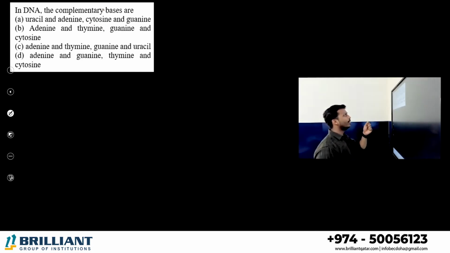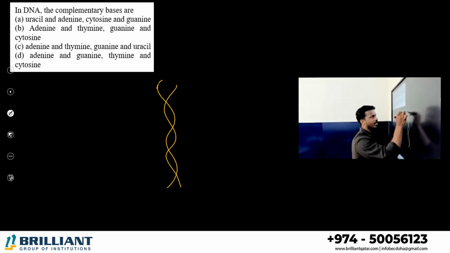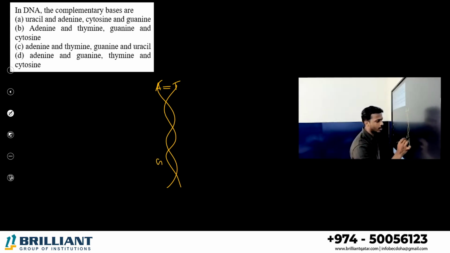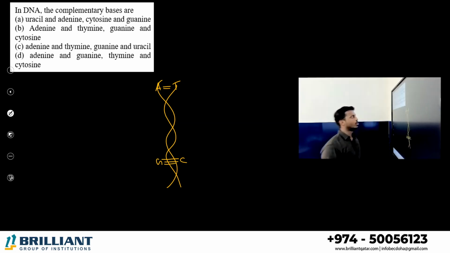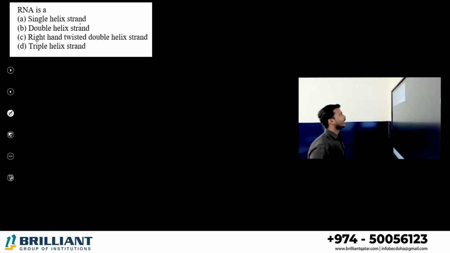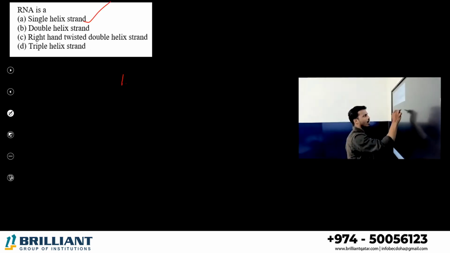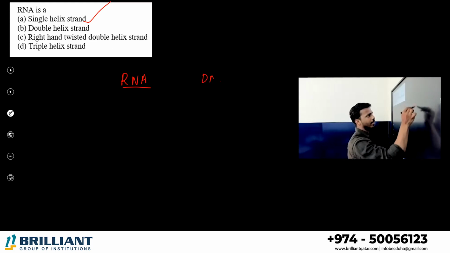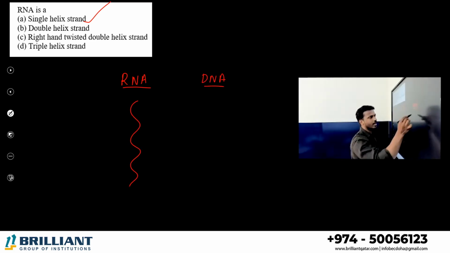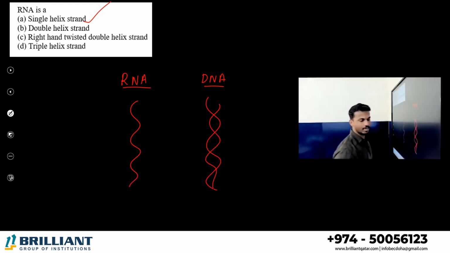In DNA, the complementary bases are, as we studied, if one strand contains adenine, the other strand connects with thymine through a double bond. If one strand contains guanine, the other strand has cytosine through a triple bond. So adenine and thymine, guanine and cytosine, that is the pair. Option B. RNA is which type of strand? RNA is single stranded. The major difference between RNA and DNA: RNA has a single strand, DNA has a double strand.